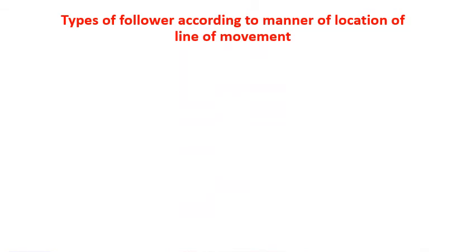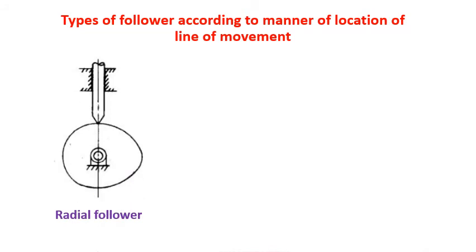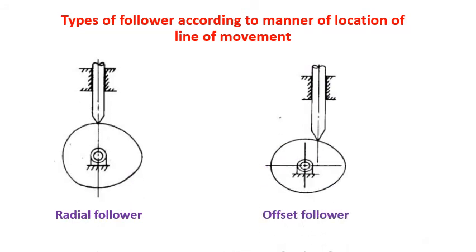Next one, types of follower according to manner of location of line of movement. First one is a radial follower, second one is offset follower. The figure itself explains what is a radial follower and what is an offset follower. In the case of a radial follower, this is called the line of movement. The line of movement passes through the center of the cam and the axis of the follower. We call such a type of follower a radial follower. The cam axis coincides with the follower axis. That is nothing but a radial follower.